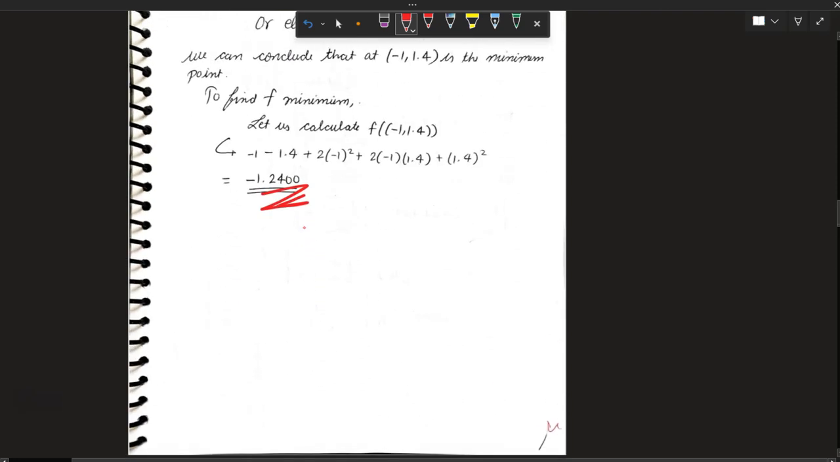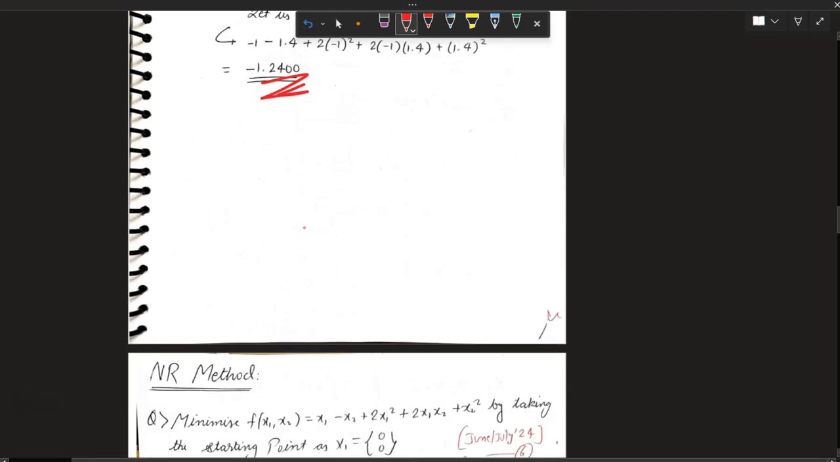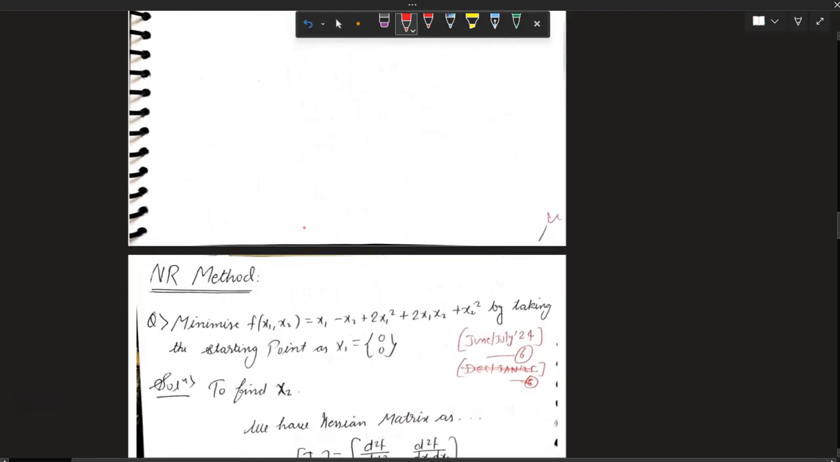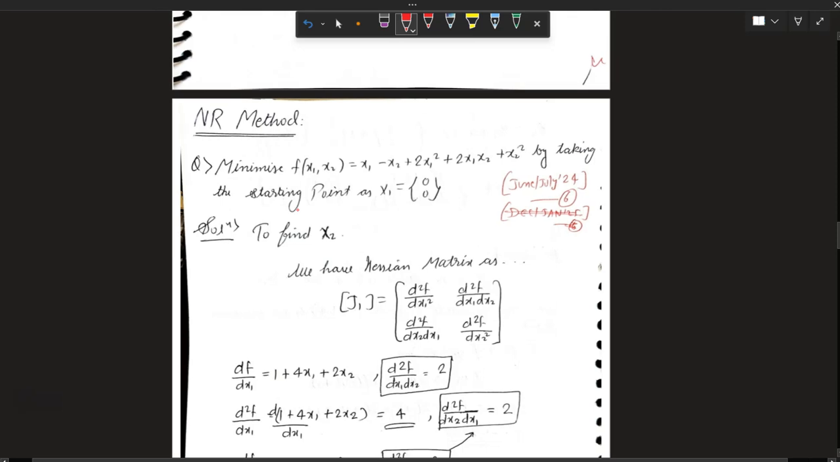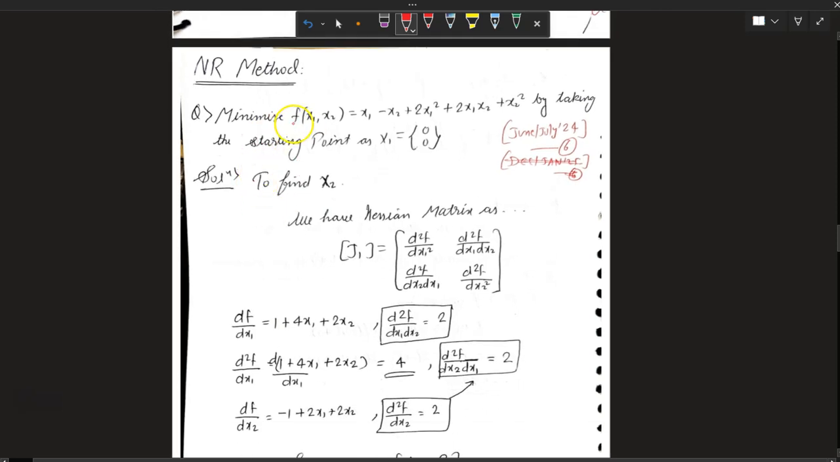I hope you understand this question process, how to proceed with the answer. So practice it once, you will understand. Next is the NR method. Let's see it with the same question. The same function is there and the same starting point x1 is there.